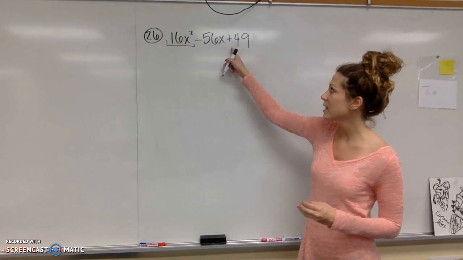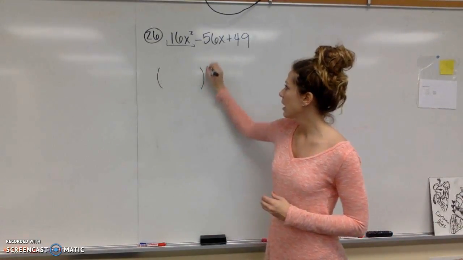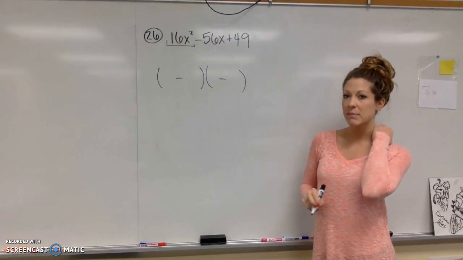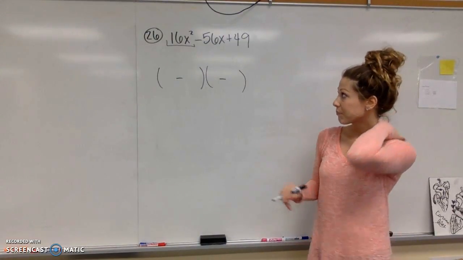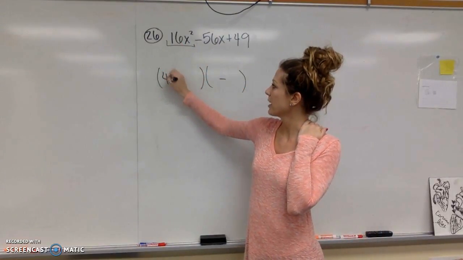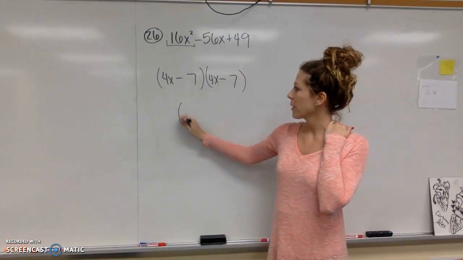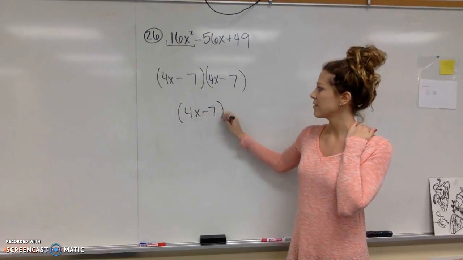We've got a plus sign in the back, which means both of them are going to be the same sign. Minus sign means it's going to be minus minus. Now let's check and see. We said the square root of this was 4x. Square root of 49 is 7. Another way of writing that is 4x minus 7 squared.